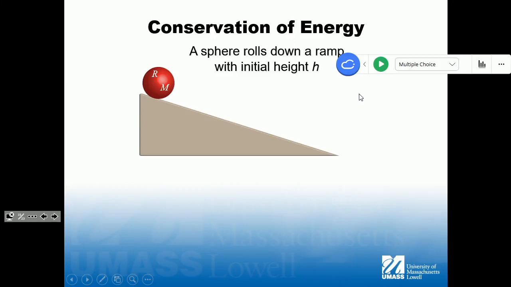So all this thing does is it rolls down from some initial height h on an incline. And if we did this earlier, we know that at the very top, if it started from rest, it only has gravitational potential energy, mgh. It has some fixed amount of energy. And that's the total energy it will have at the bottom, 1/2 mv squared. That's when it wasn't rotating. Everyone with me so far?